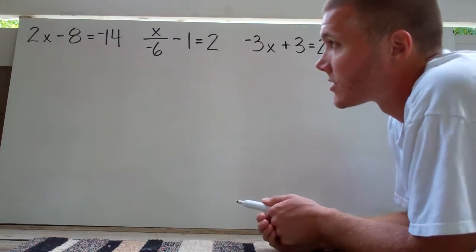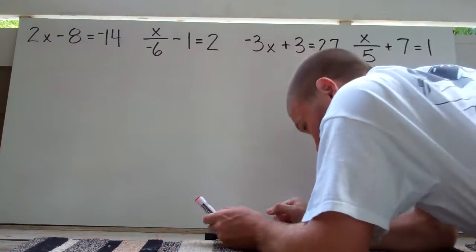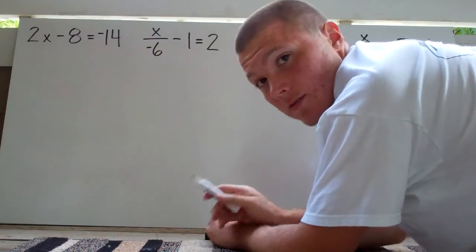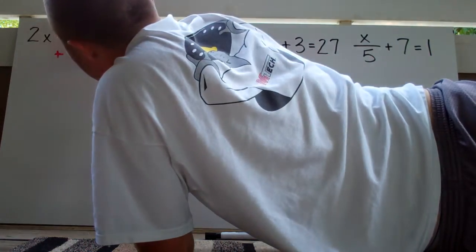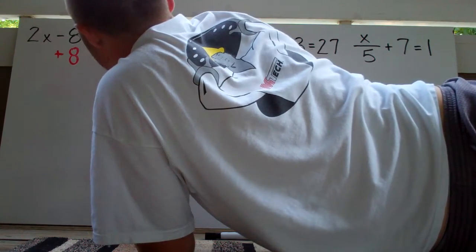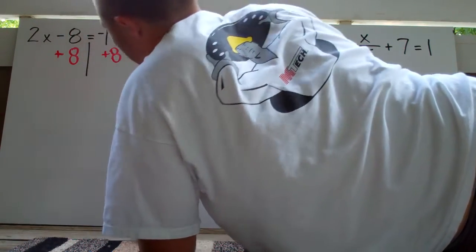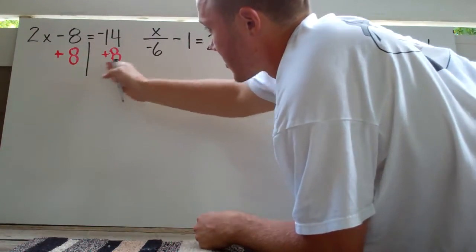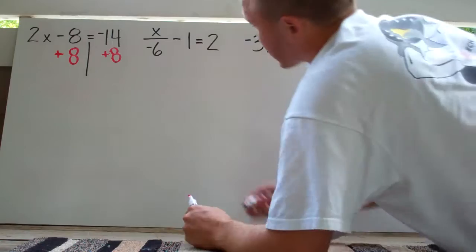We got 2x minus 8 equals negative 14. So first thing I want to do is cancel out that minus 8. Well, the opposite of minus 8 is going to be plus 8. So I'm going to do plus 8 on that side and plus 8 on this side. If you want to draw that line down from the equal sign to remind you that there are two sides to this equation, you can. So, minus 8 and plus 8, those are going to cancel out.